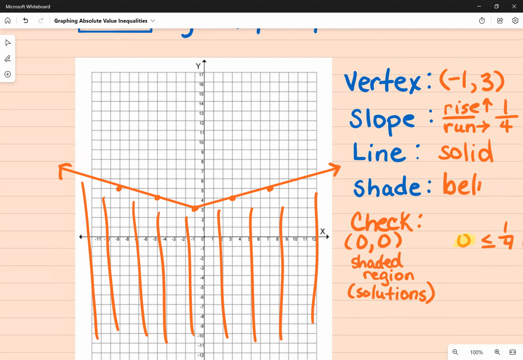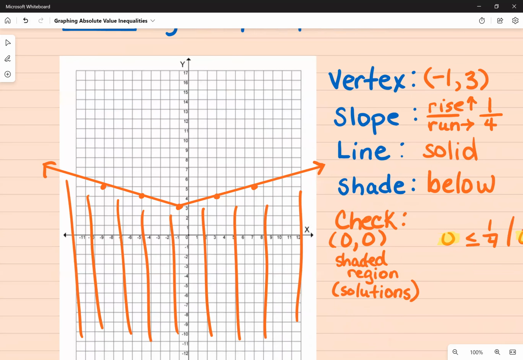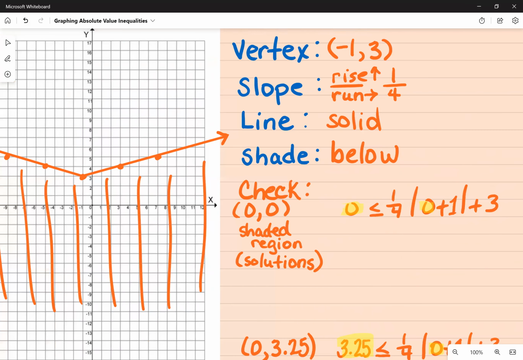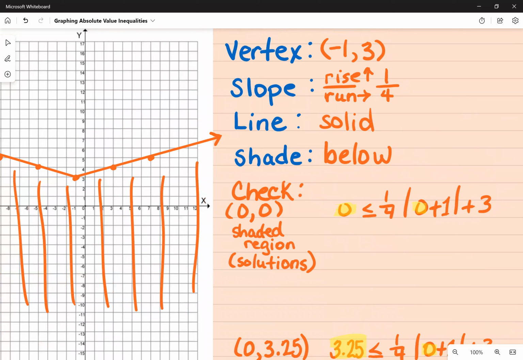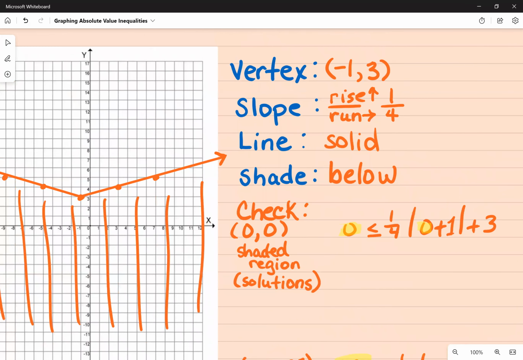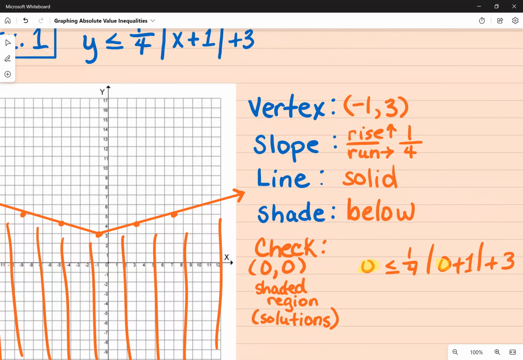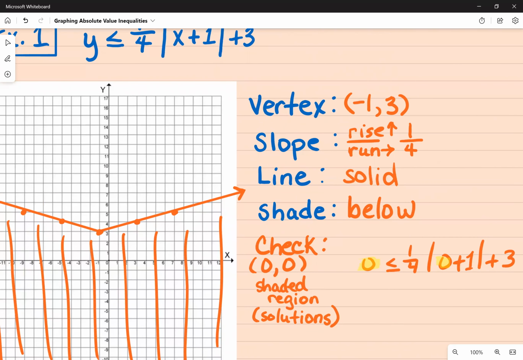And now what I want to do is check it. You can use whichever points you would like, but I usually use my origin, and I also use my y-intercept just to make sure that I'm on the right track. For my origin, that's (0, 0), which means I'm going to replace my y with 0 and my x with 0. And now I'm just going to simply solve to see whether or not this statement is true.